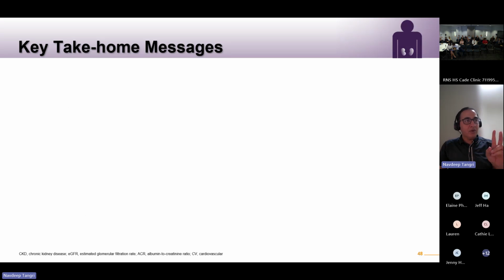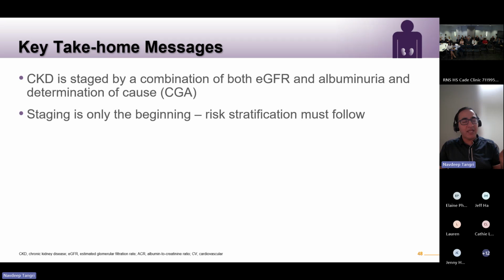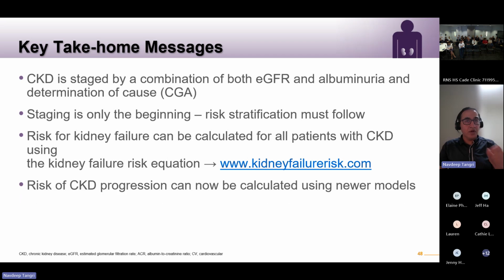In the last 2 minutes, what I want to say is that CKD is staged by a combination of GFR, albuminuria, and cause. We should continue to do this. This is unchanged. But staging is only the beginning. Risk stratification has to follow. We have to estimate the absolute risk for every single person with kidney disease. And for later stages of kidney disease, you can do this today at kidneyfailurerisk.com. The models are available, they're accurate. We continue to add the tools that you can use to describe risk to your patients. For earlier stages, we now have new models that can highly accurately capture the risk.